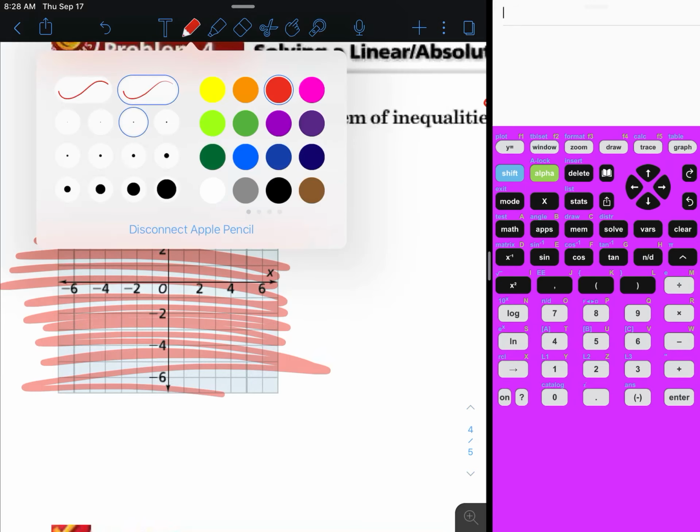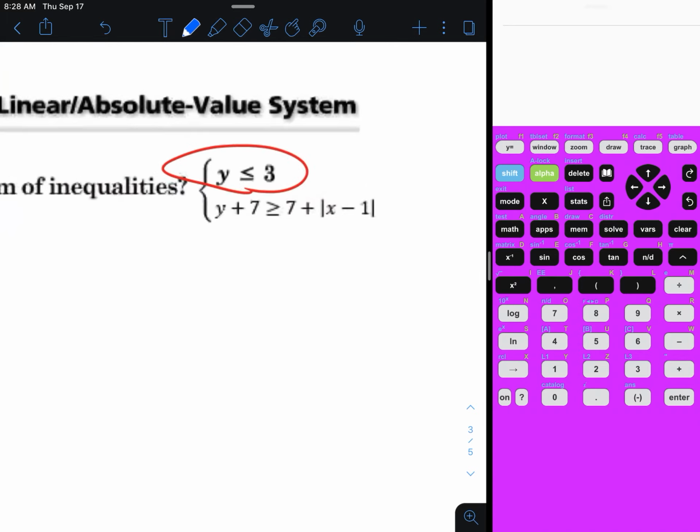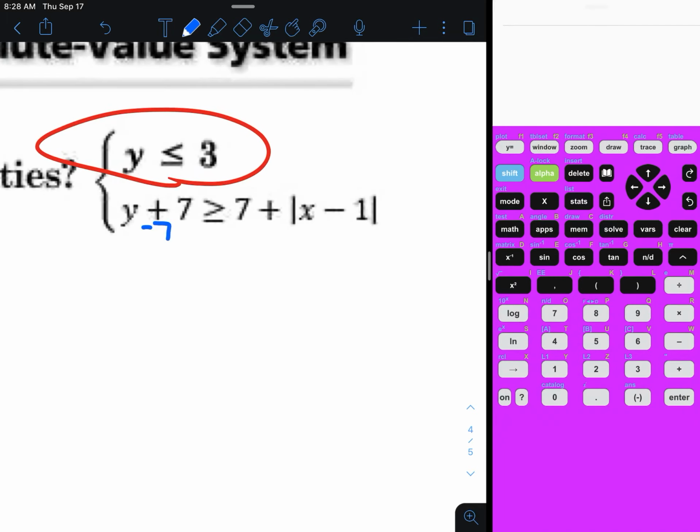The second equation, we'll do blue. I need to move that 7 over to the other side, underneath the other constant, which is weird that it's in the front, but it is what it is. So bring down your y. What's kind of nice is those 7's cancel, so you're only left with the absolute value of x minus 1.